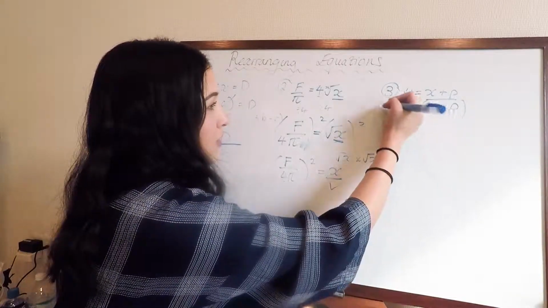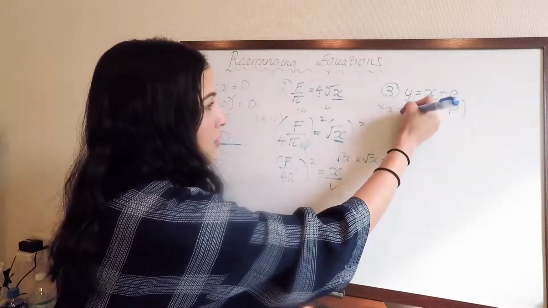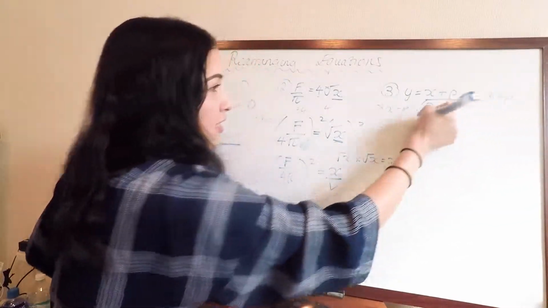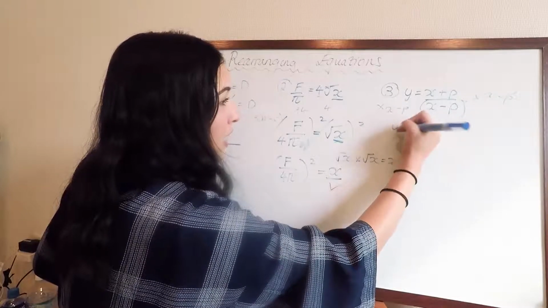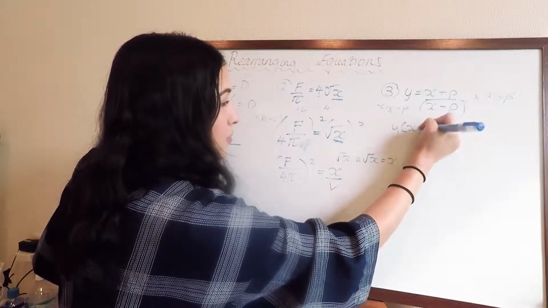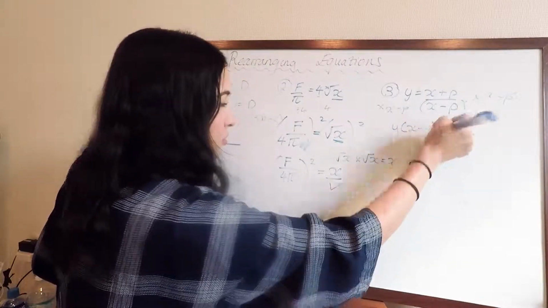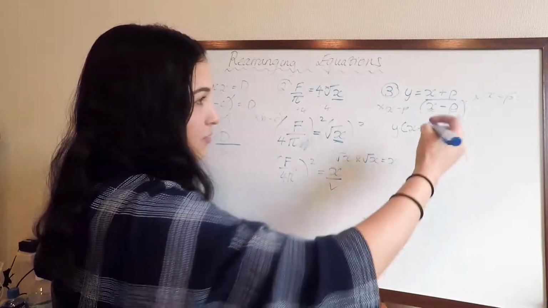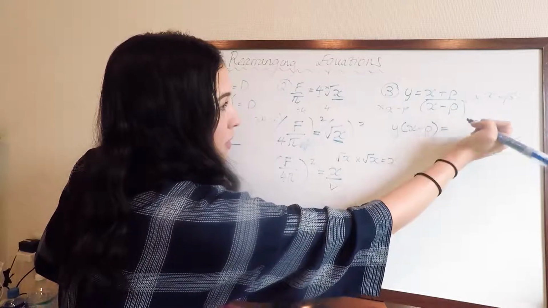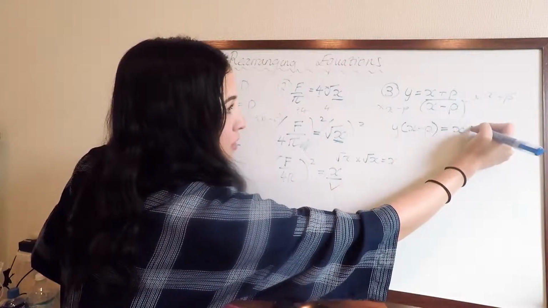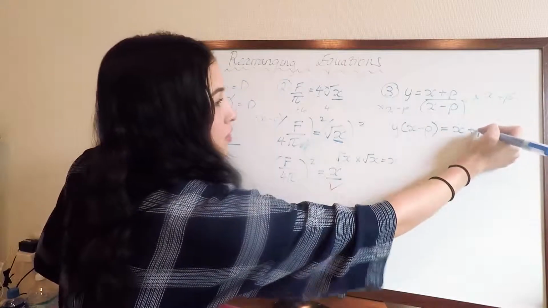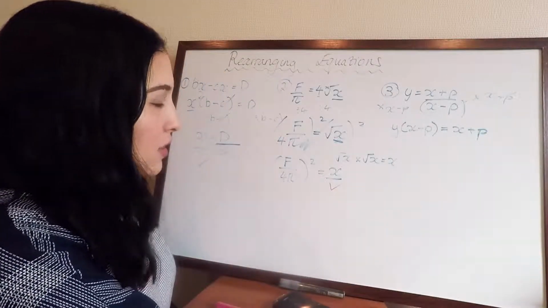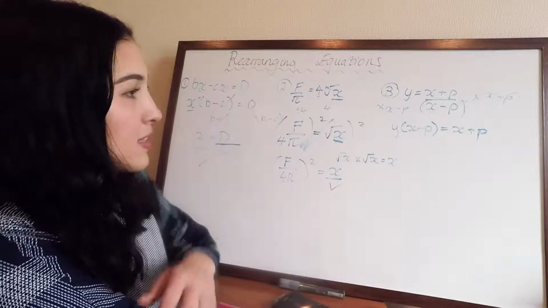So that gives us x minus p times by x minus p. So these two in essence cancel out. So we have y times by x minus p equals x plus p. Okay, right. So here we go. So it's already looking a little bit better.